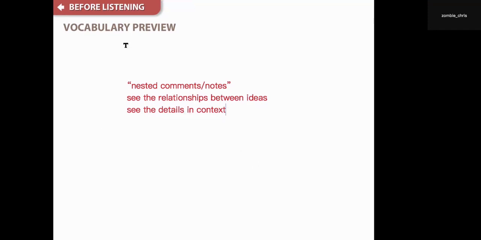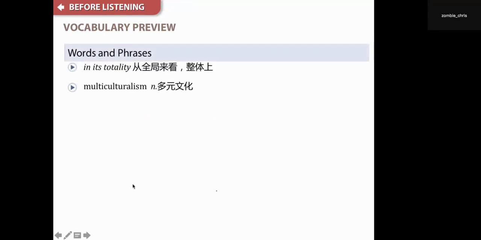So we don't write left to right. We don't write a transcript of everything that the professor will say. What we do is we separate out the major and the minor ideas, and we graphically organize them in such a way that it's very, very clear to see the relationships between the ideas, and very easy to see the details in context. All of this helps enormously when you come back to review your notes.